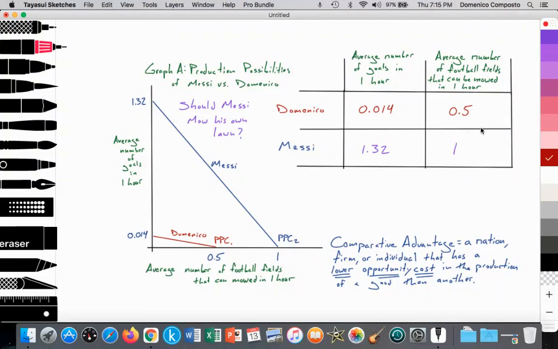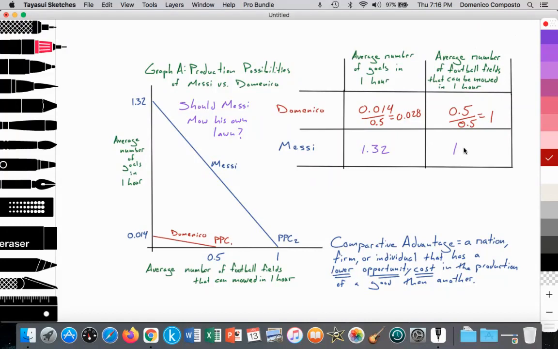How can we see that for myself? Well, we're going to have to see this in like terms. So I'm going to take 0.5 and divide it by 0.5, which is going to equal 1. And I'm going to do the same on this side. 0.014 divided by 0.5, that's going to be 0.028.